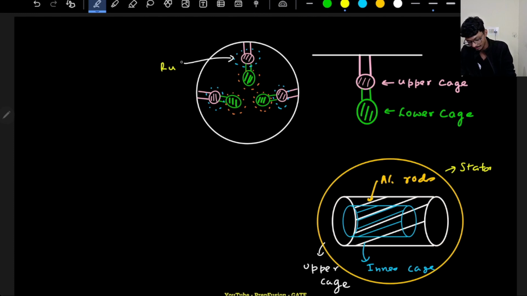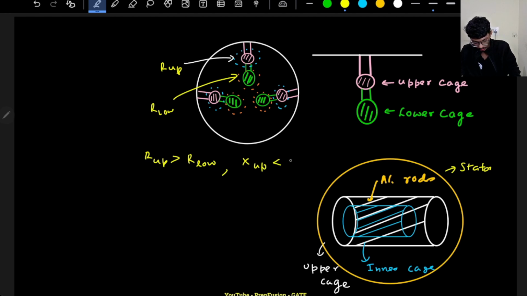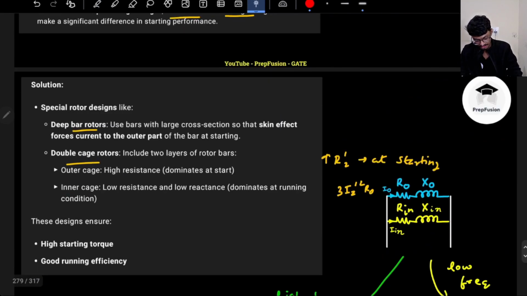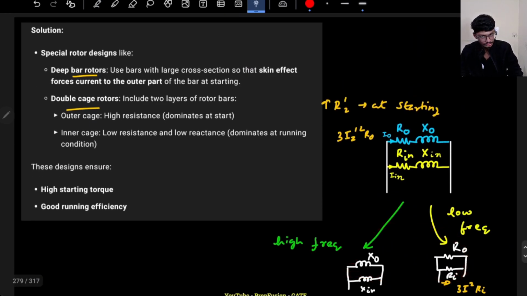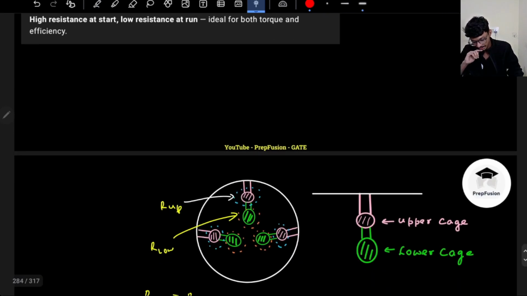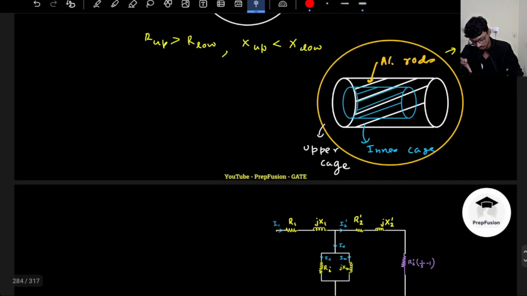So the resistance R up will be higher than R low, and the reactance of up will be lower than the reactance of low, but at high frequency, again the reactance will dominate. Again, this is the same circuit. So conceptually this is the same. This will not change. Just structurally we are making some differences. So that is what we do.